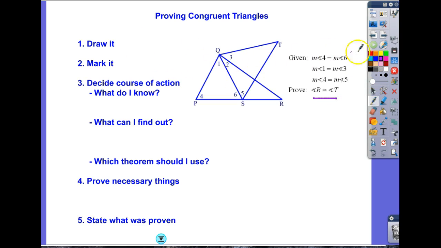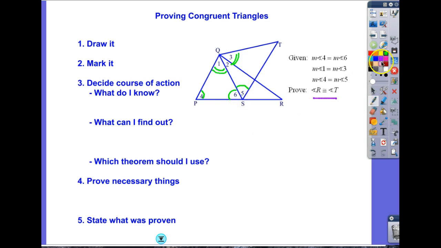So we're going to draw it. There it is. And then we're going to mark it. So angle 4 is equal to angle 6. So we got angle 4, angle 6. Angle 1 is congruent to angle 3. So we should have 2. Angle 4 is congruent to angle 5. So since angle 4 is congruent to 6, it's also congruent to 5.